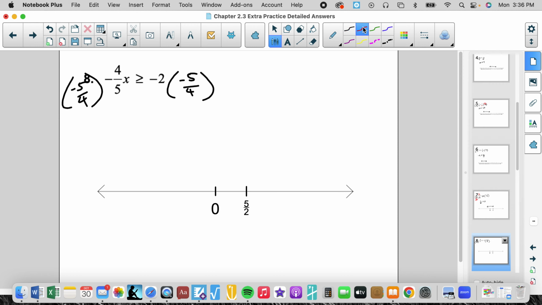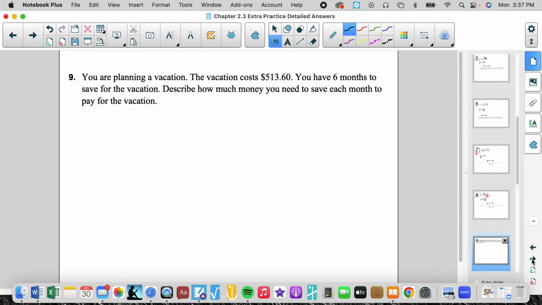-5/4. The 4 in the denominator is going to cancel with the 4 in the numerator. 2 in the denominator, 1. Those two negatives are going to cancel to make a positive. And we get x is less than or equal to 5/2. Closed circle, going to the left. You don't have to convert it into a mixed number if you don't want to, or a decimal. You can leave it as an improper fraction.